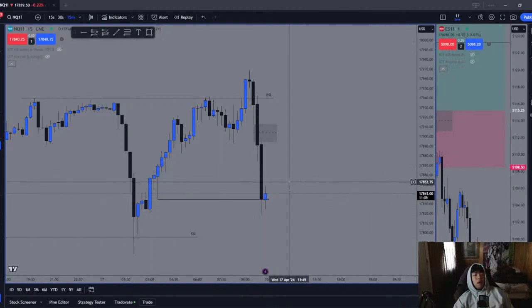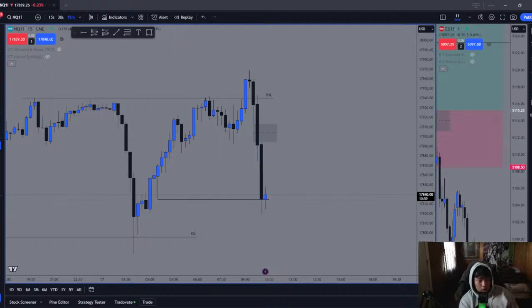Right now, this is the best part, obviously, waiting for price to come back up and retrace for it to go lower. That's going to be the longest part, to be honest. But the risk to reward is a lot higher, so that's even better.